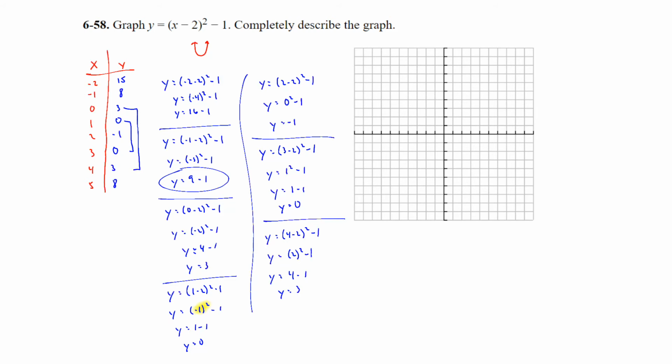So I'm going to start with -1 and plot 8. 0 is at 3. 1 is at 0. 2 is at -1. And then at that point, it started to repeat those values. So you can see the U-shaped graph, and when you draw it, make sure you make it using curves. Don't draw it using a straight line. Okay, it is a U-shaped graph. So now we need to completely describe the graph. So if you want, go back to the learning log where we talked about how to completely describe a graph and start listing out all the things that you can say about this graph.